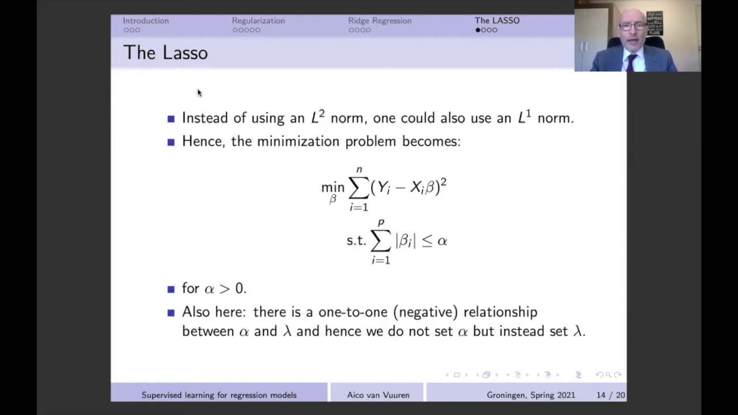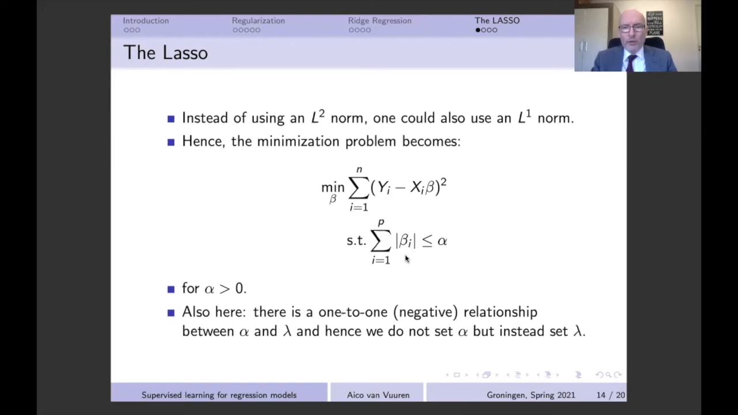Instead of using an L2 norm, as we have seen with respect to ridge regression, the lasso uses an L1 norm. So that means that, again, what we're going to do is minimize the sum of squared residuals, as I have it over here. But now, we're not going to take the sum over the beta i squared, but we are going to take the sum of the absolute values of beta i. But the idea, of course, is exactly the same.